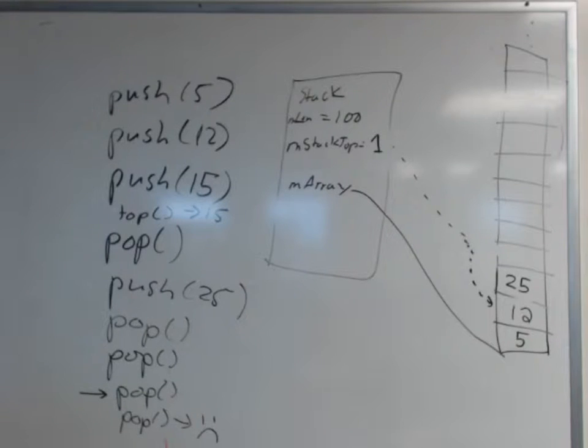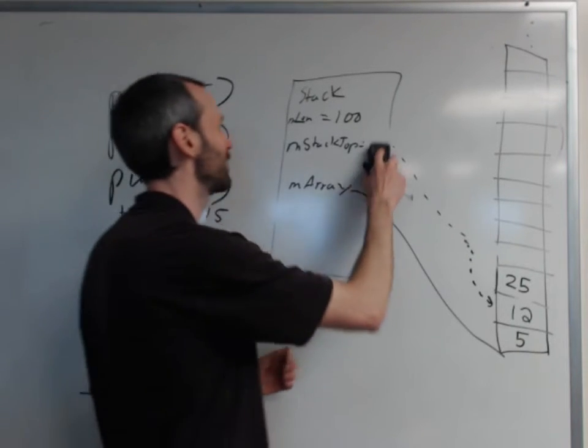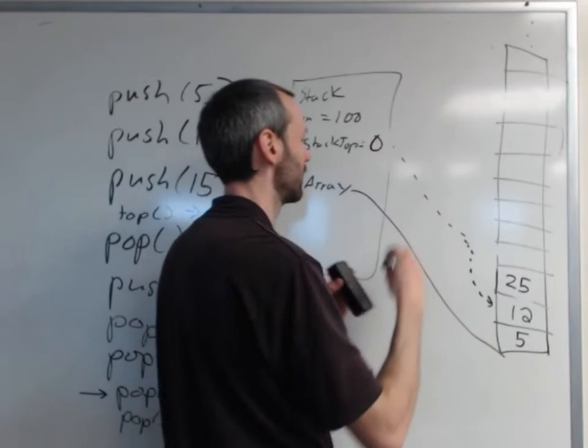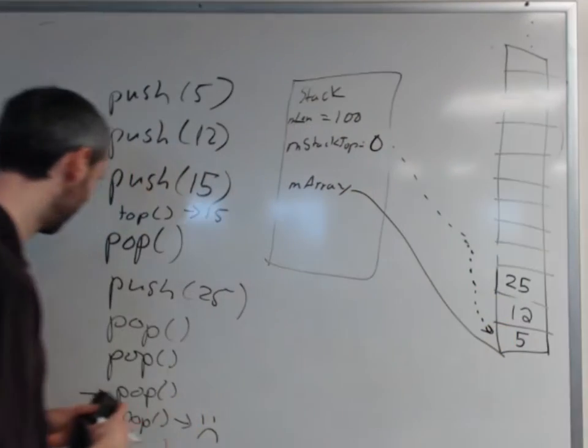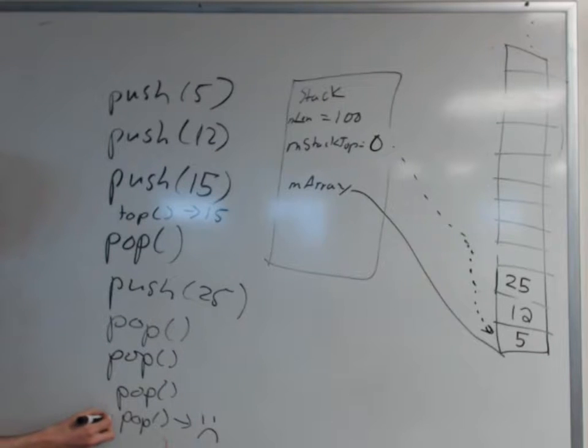What happens on this pop? It goes down to stack top 5. Stack top goes to 0. There we go. Making sure everyone's on board. Look, we can count. Yeah, we can count. 3.